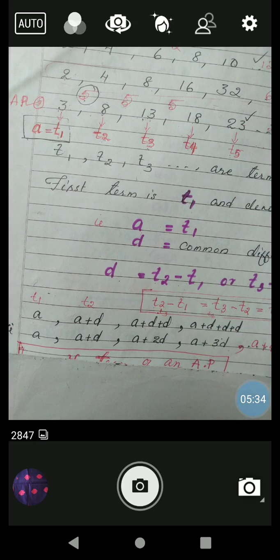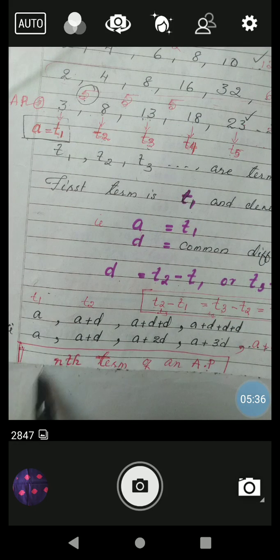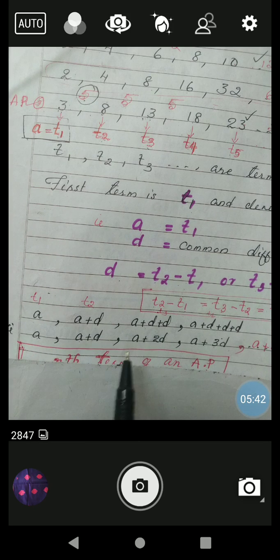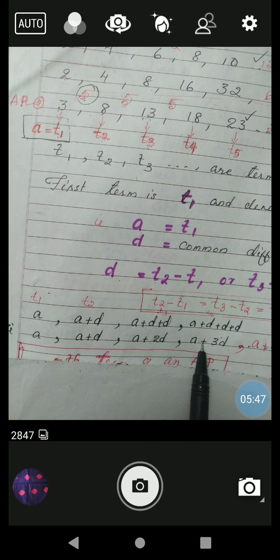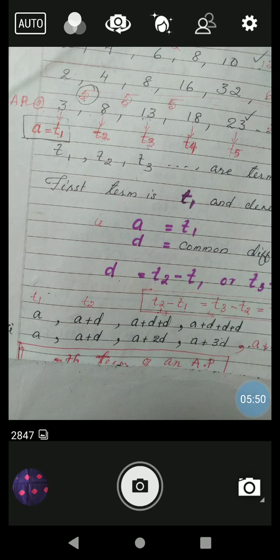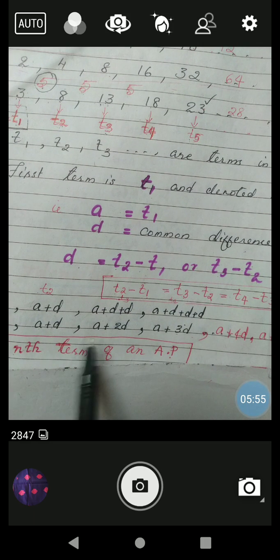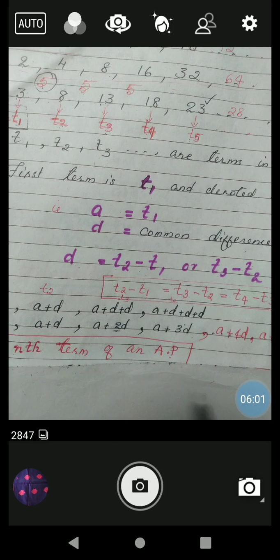So we can write the terms as: first term is A. Second term is A plus D. Third term is A plus 2D. Fourth term is A plus 3D. Like this, what is the nth term? In this way, what is the 10th term? The 10th term is obviously A plus 9D. 100th term, A plus 99D. And 25th term, A plus 24D.